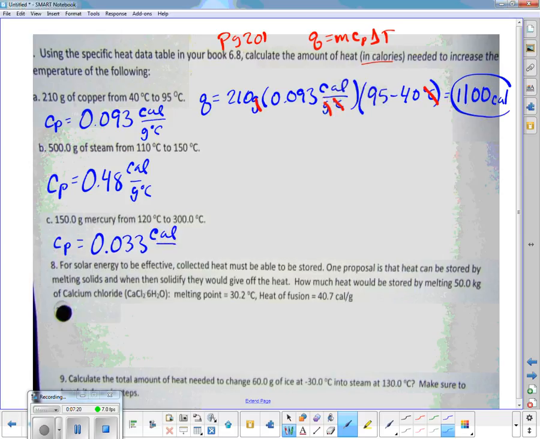Will we get these things on the test? You'll get those on the test. They might be in a table, or they might be just given to you in the problem. Where are you getting the Cp? From the table in the book.